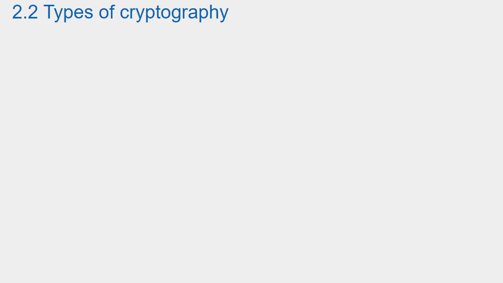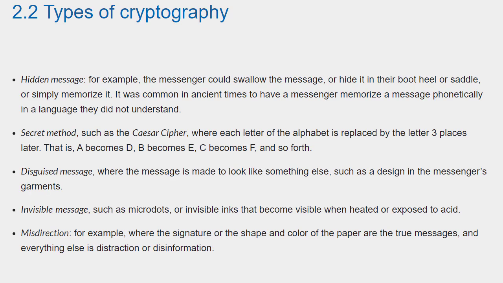Section 2.2 Types of Cryptography. There are many different types of cryptography. Some types used in the past were hidden messages. For example, the messenger could swallow the message, or hide it in their boot heel or saddle, or simply memorize it. It was common in ancient times to have a messenger memorize a message phonetically in a language they did not understand.